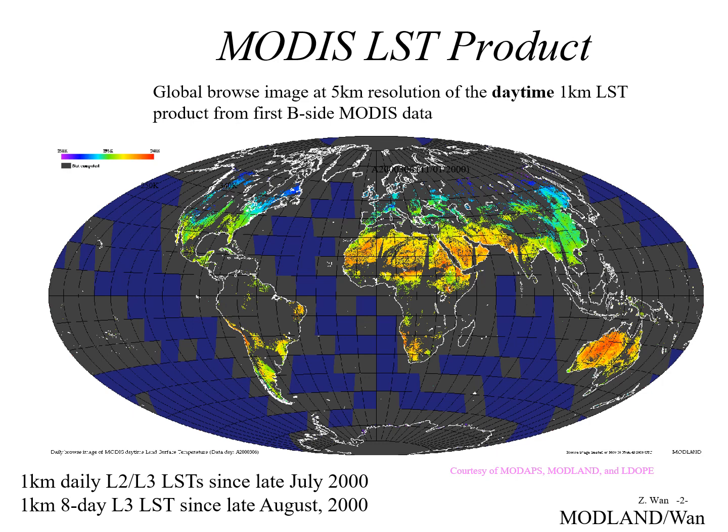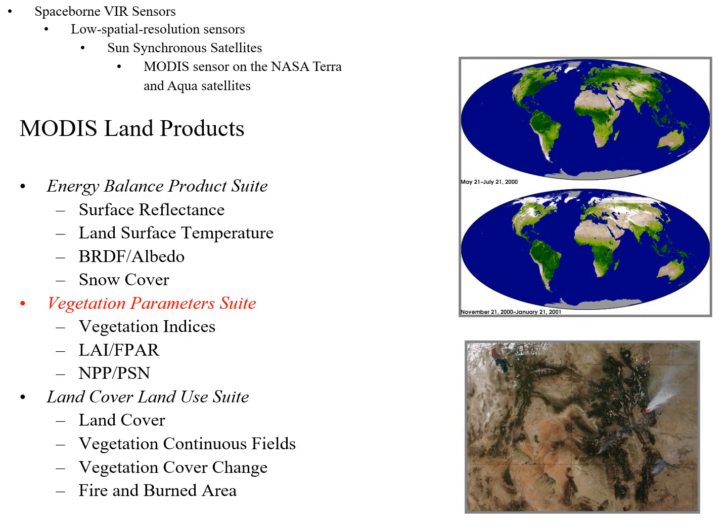And of course, the empty areas are all cloudy areas. So those are your energy balance product suite parameters. Now about vegetation parameters.